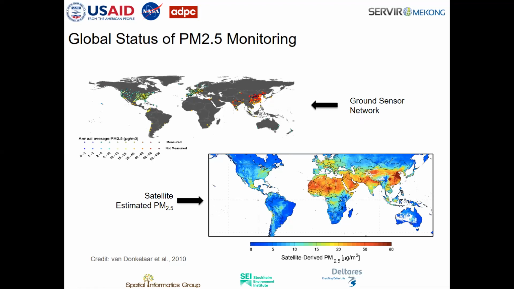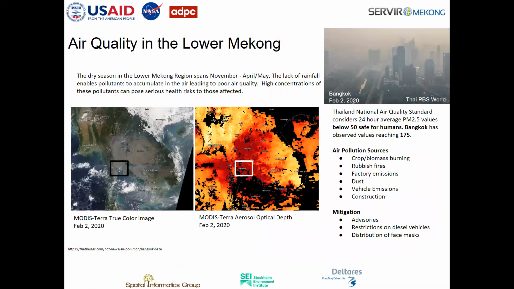All right, that's the monitoring part using the AOD data. Okay, and then let me scope down to the Mekong region. See the map on the left. Here is the true color image. Okay, and then you see this is taken in February 2020.